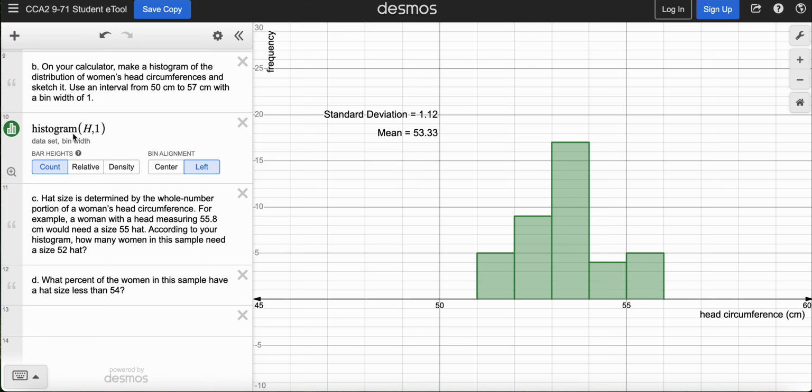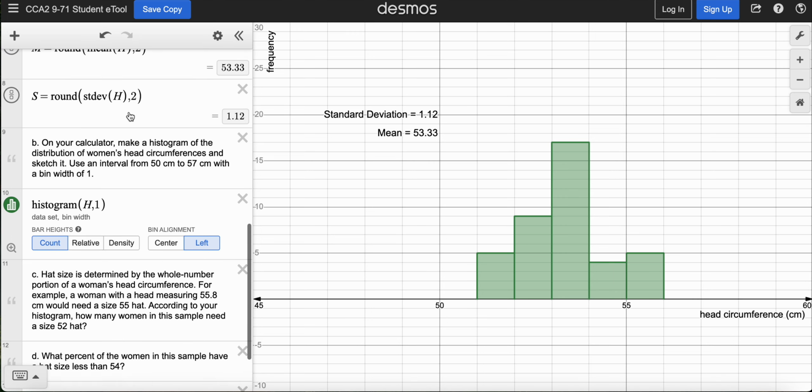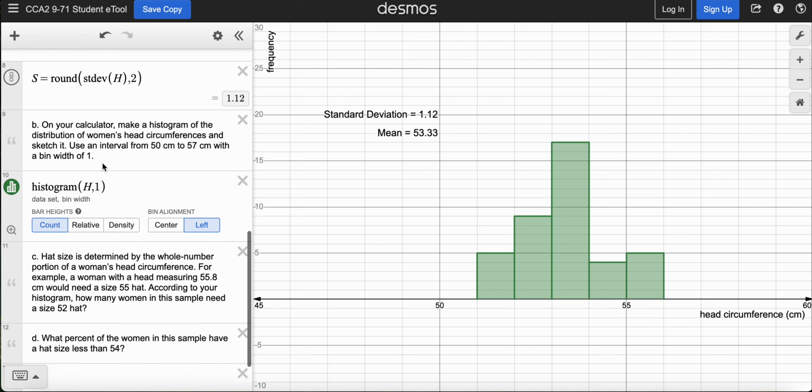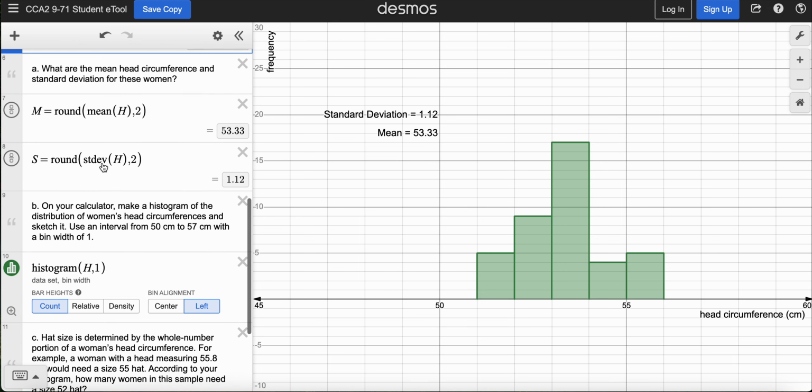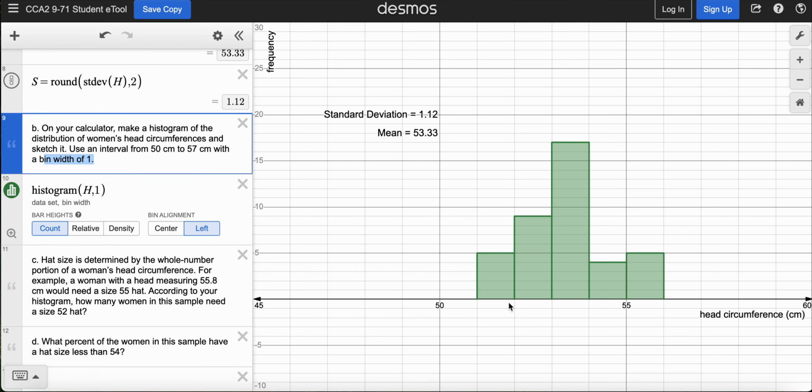Now, once you've got that all calculated in here, you can take a look at things. It says bin width of 1. What that means is at the bottom, our tick marks are just by 1. So 50, 51, 52, 53, 54, 55. Those could be 2s or 3s or 10s depending on your data set. It just depends on what you're looking for. But for us, we care about whole numbers, and they're going to explain why. It says hat size is determined by the whole number portion of a woman's head circumference. For example, a woman with head measuring 55.8 centimeters would need a size 55 hat.